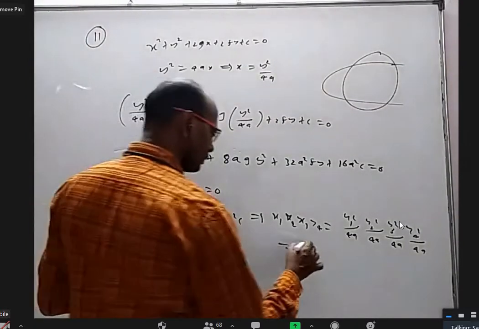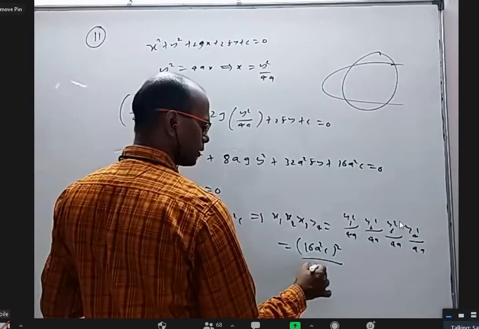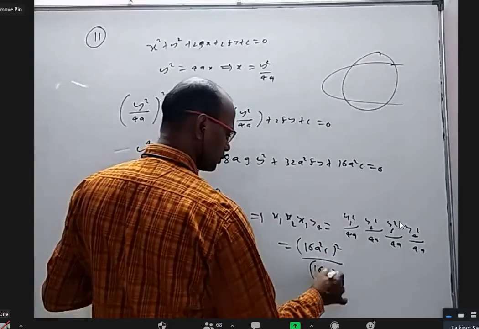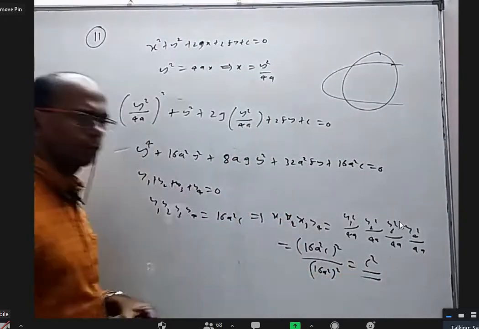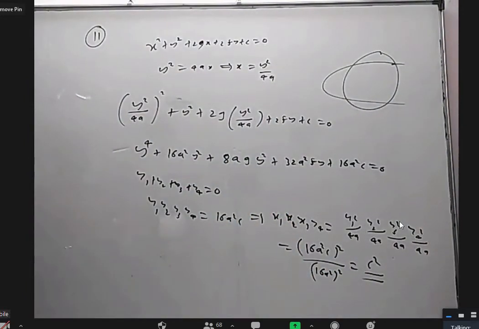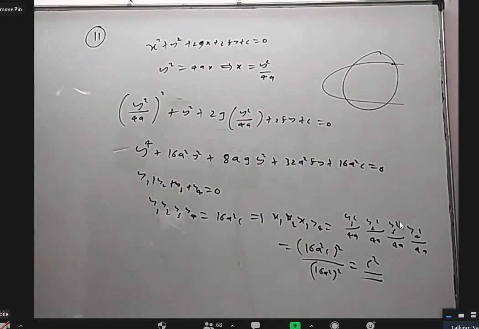That is 16 a square c whole square by 16 a square whole square. 16 a square can be cancelled. I think it is only c square. If you do in terms of T1, T2, T3, T4, I think C will come, or something like that.